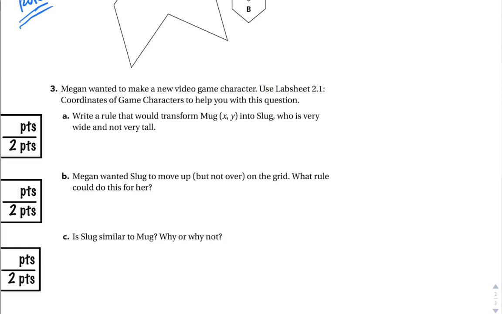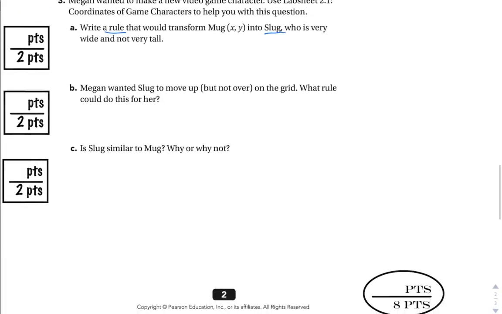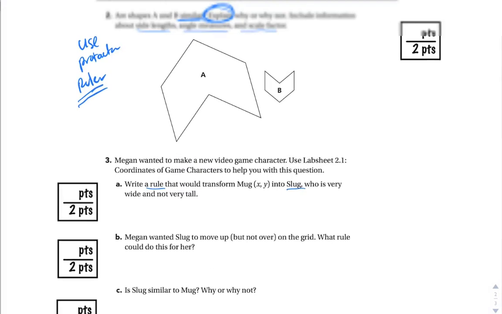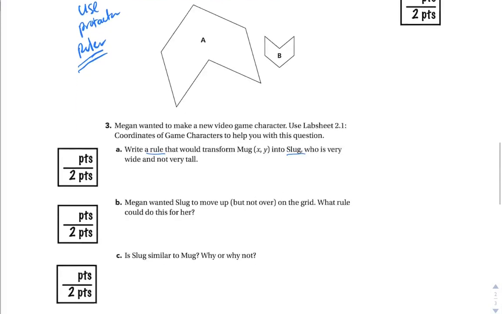Okay, you're going to write a rule. You're going to write your own rule that's going to transform, it's going to change mug into slug. Slug is new. He's not yet created. You must create him. You don't actually have to draw him. You just have to create a rule that makes slug. Okay, so don't look there and think, which one is slug? He's not in there. You're writing a rule that creates slug. Then we'll grade them when I come back, or next class.